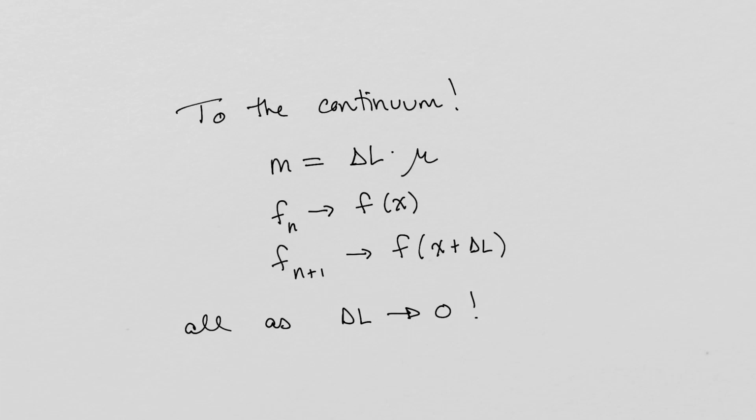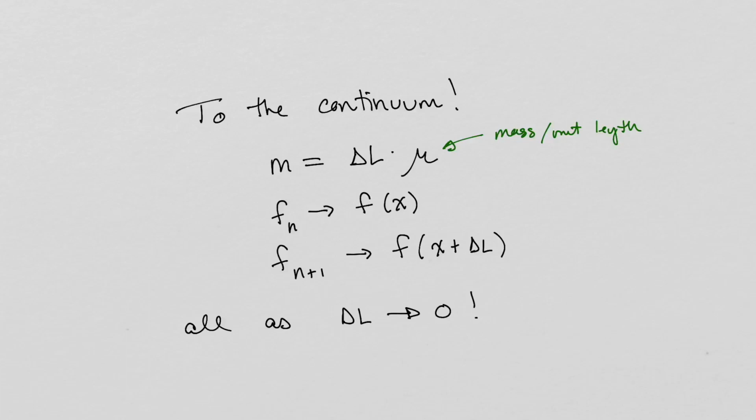First, the mass of the bead is going to approach some continuum limit where the mass of every little section is given by how big is the section times the mass per unit length. And that's given by this mu. So this is per unit length. At the same time, where the nth block is going to be replaced with a function that tells me where every point on the string is. And therefore, all of my other blocks, like f of n plus 1, is going to be given by f of x plus delta L, right?